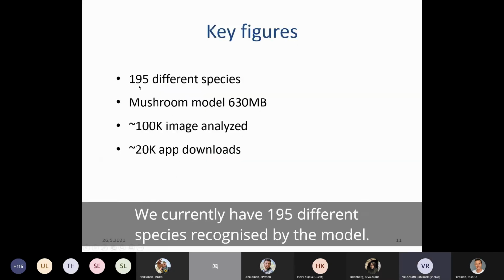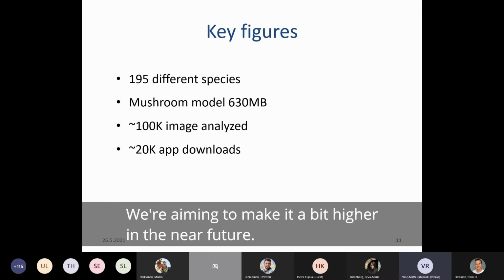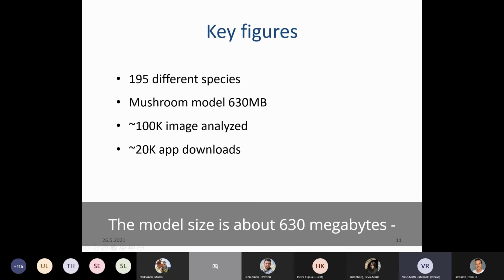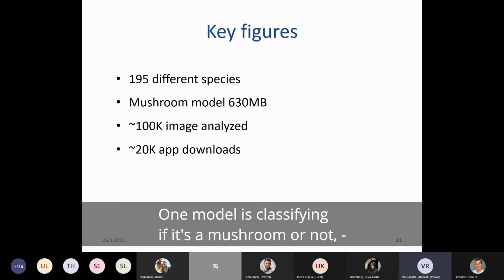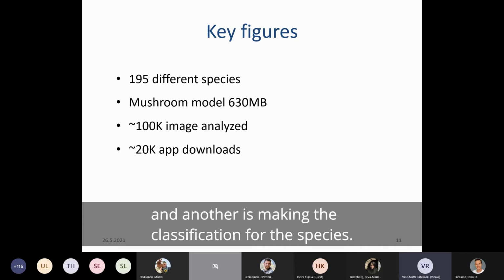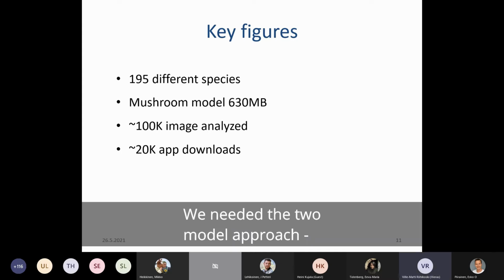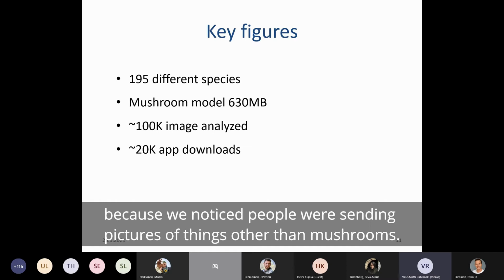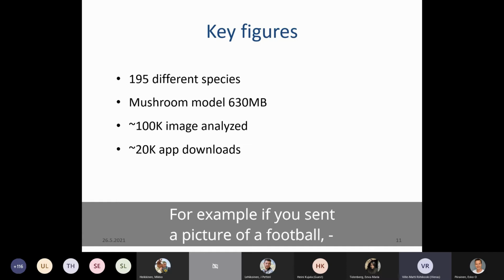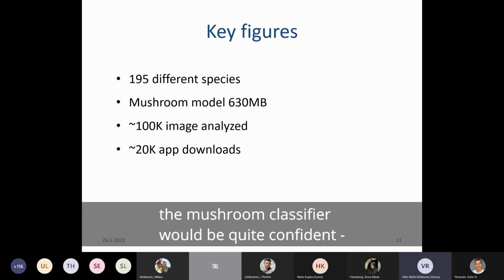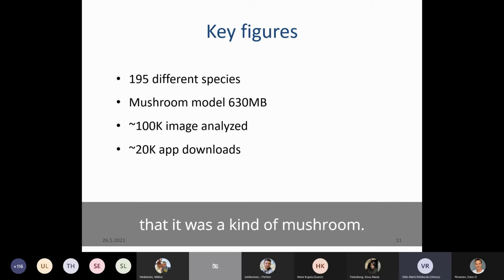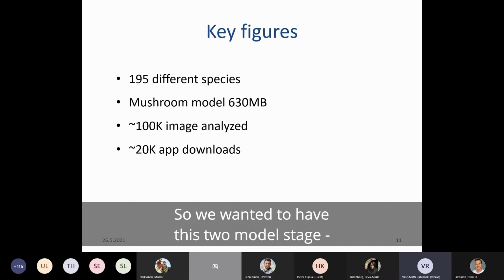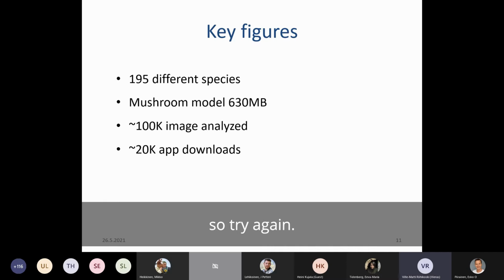So a few of the key figures: we currently have 195 different species recognized by the model. We are aiming to make it a little bit higher in the near future. The model size is about 630 megabytes, and we are actually running two models. One model is classifying if it's a mushroom or not, and another model is making the classification to the species. We needed the two model approach because we noticed that people were sending pictures other than mushrooms. For example, if you send a picture of a football, the mushroom classifier would be quite confident that it's some mushroom. So we wanted to have this two model stage where we could tell people that this is not an image of a mushroom, so try again.